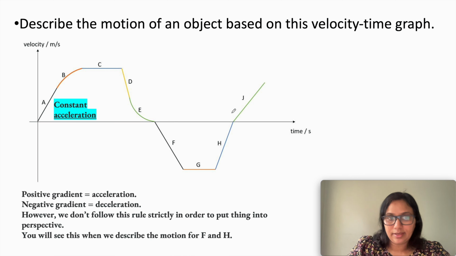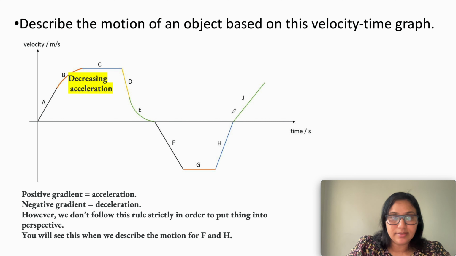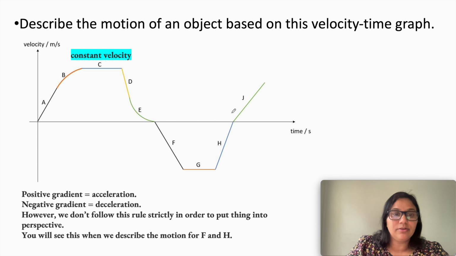At point A, you can see that the object is moving with constant acceleration. At point B, it is still accelerating, but the acceleration has slightly decreased. At point B, we call it decreasing acceleration. What about point C? Can you find out? Yes, the object is moving with constant velocity, or we can say acceleration is 0 at point C.